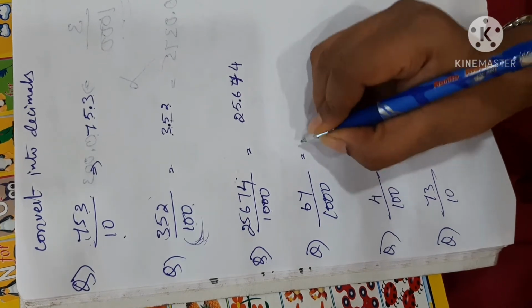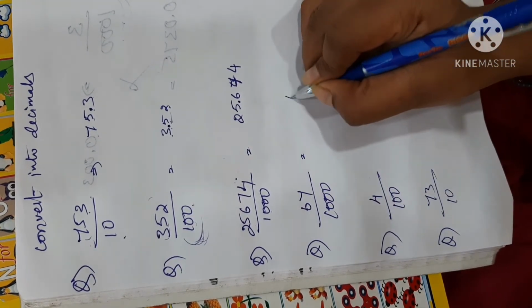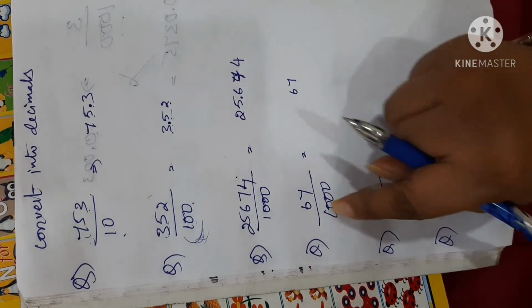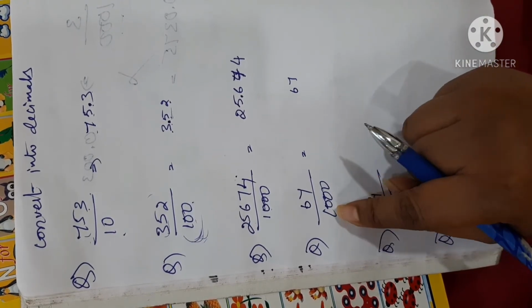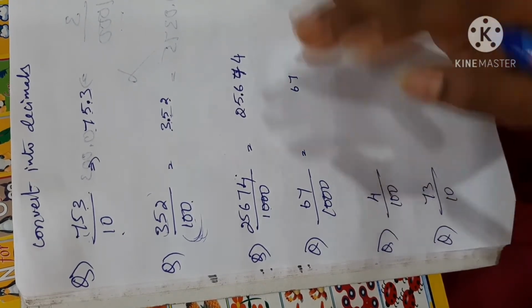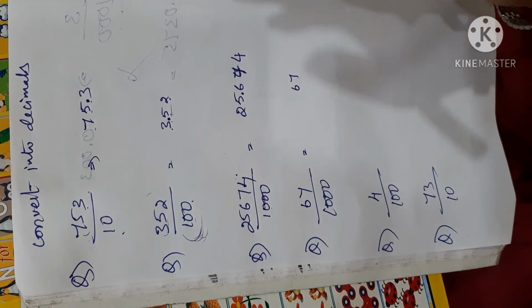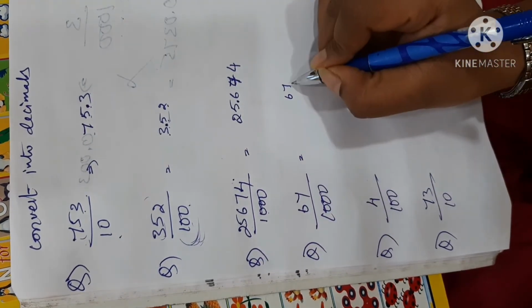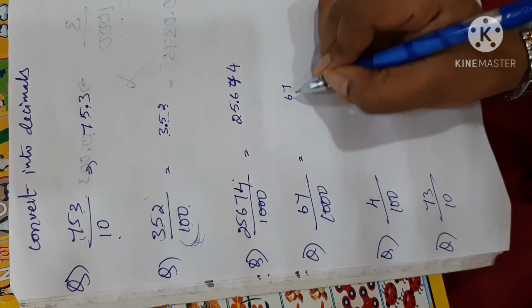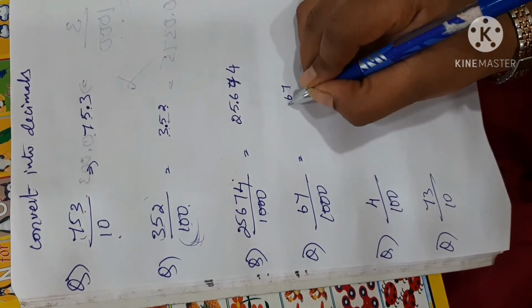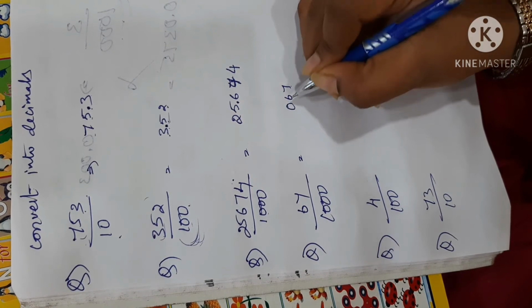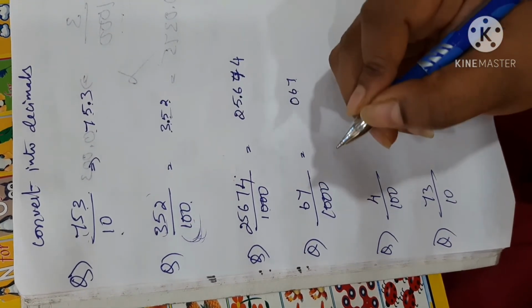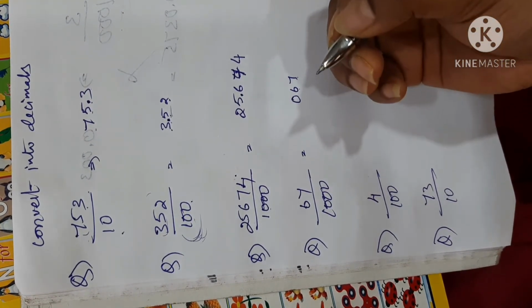Okay, now 67 is there. So 67, whatever number is there, write down in the numerator. Now what is the denominator value here? 1000. So 3 places you need to move. Before 3 places you need to put the decimal point. So actually I'm having only 2 places. 1, 2. Because I need to put before 3 places, I am writing 0 here. See, writing zeros before a number, we are not changing any value.